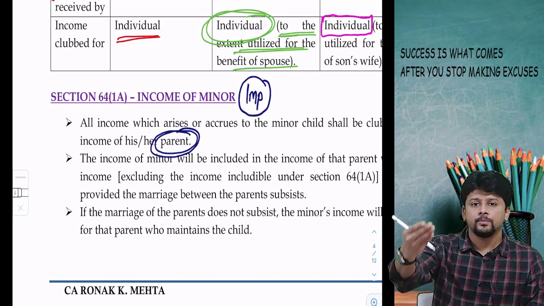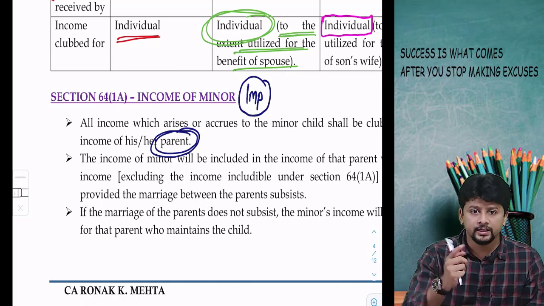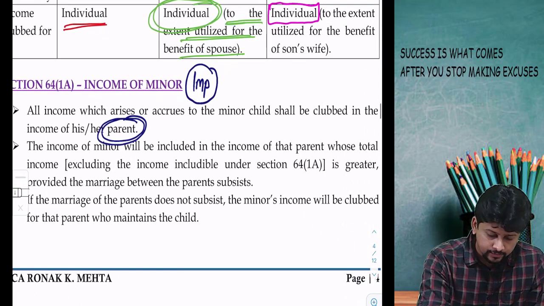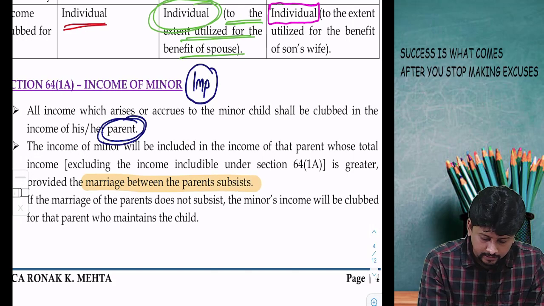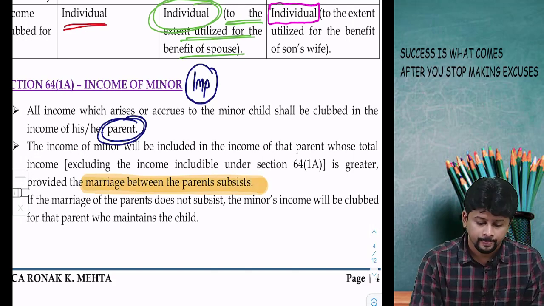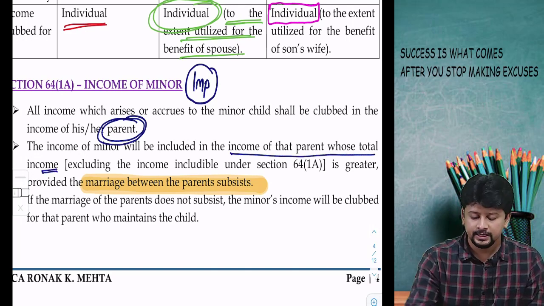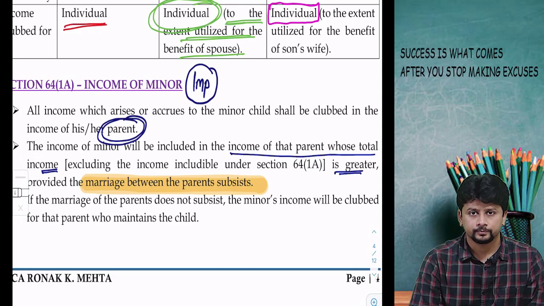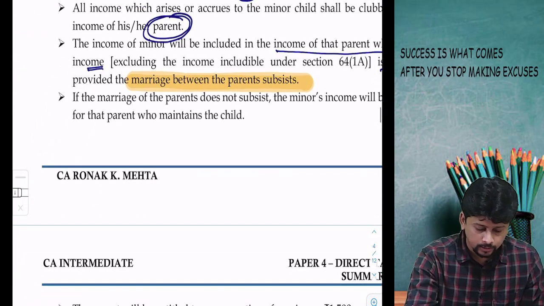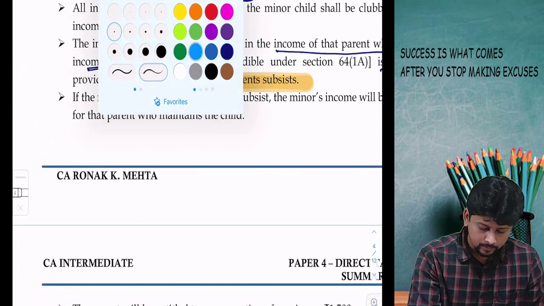Minor's income will be clubbed with the parent's income. Now which parent? Father or mother? If the marriage between the parents is subsisting, then it will be clubbed in the income of that parent whose total income is greater, is higher.